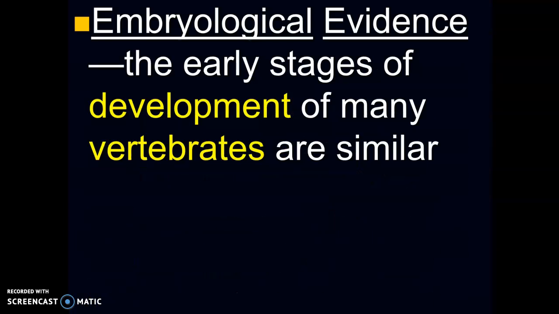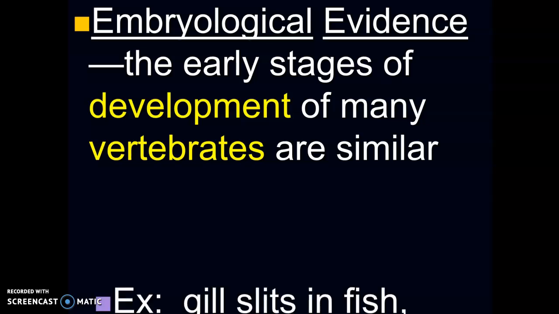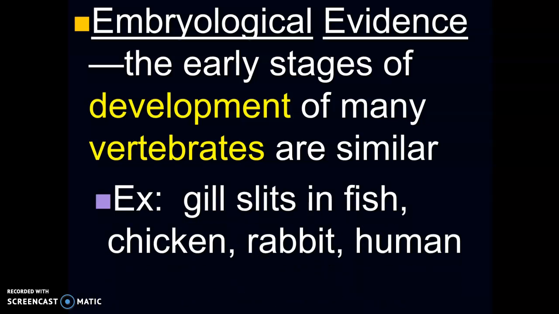Okay, another set of evidence is embryological evidence. The early stages of development of many vertebrates are very similar. Again, this is going to show common ancestry. So gill slits in fish, chicken, rabbit, human, all of this looks the same. We used to do this activity, which unfortunately we won't be able to do, where I gave you guys 6 pictures: a fish, a turtle, a chicken, a rabbit, a human, and a cat, and you had to put them in the first trimester, second trimester, and third trimester.